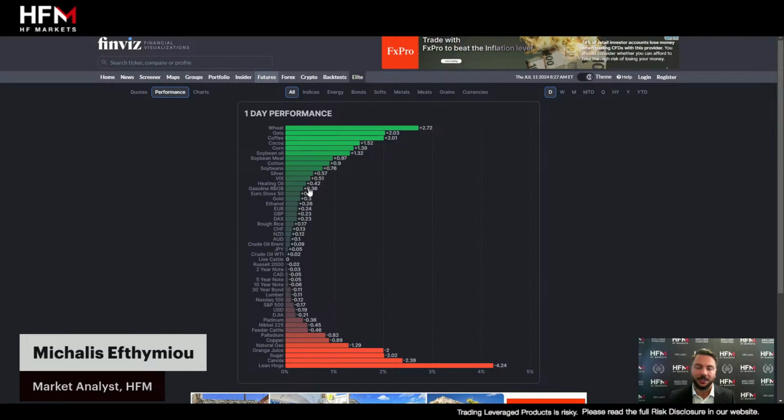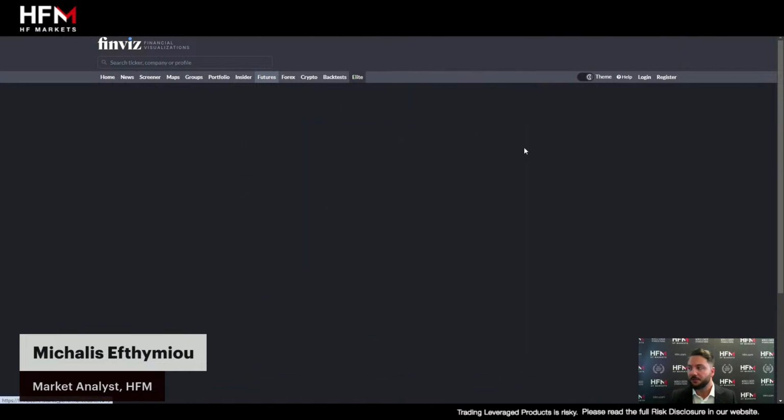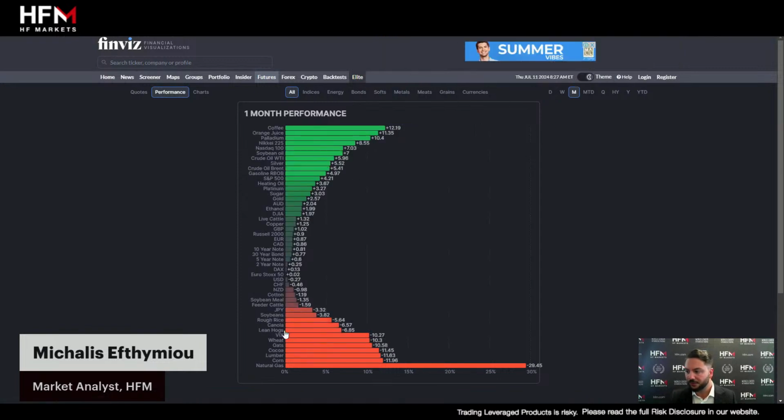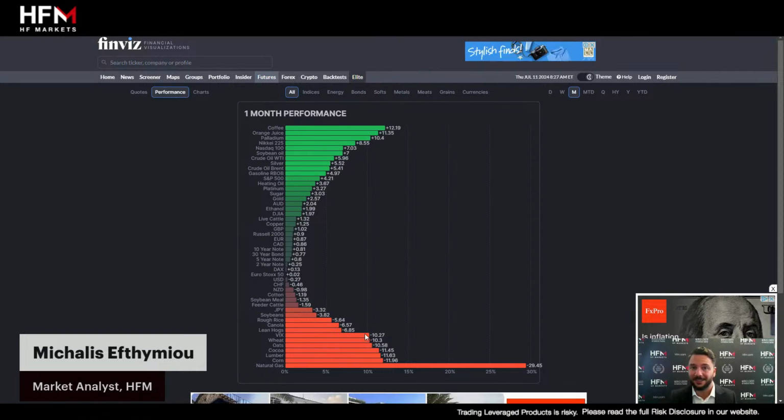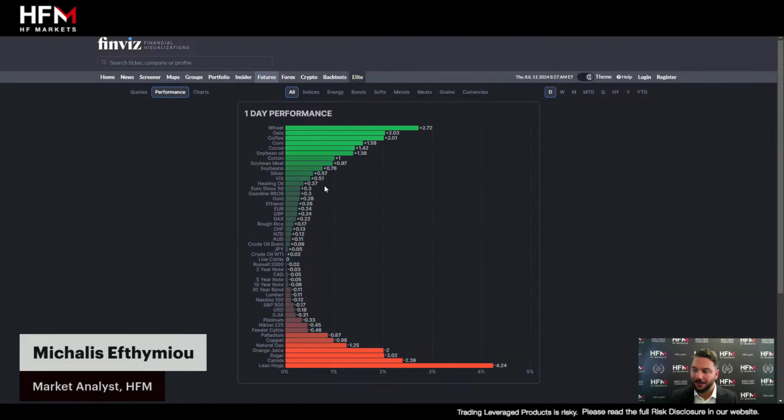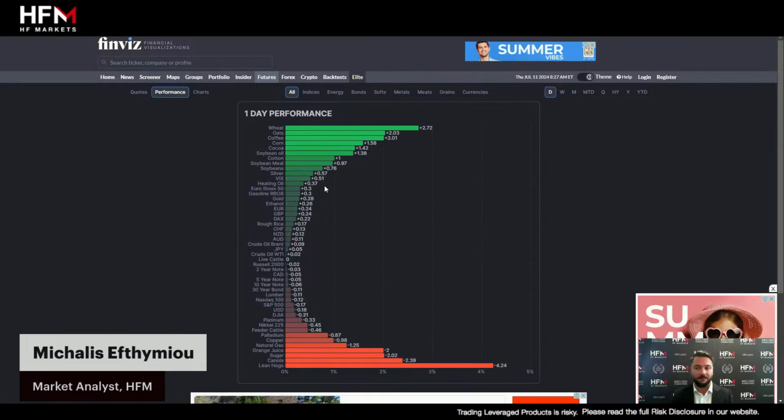Now, the only thing I would say, though, is that we have to wait till the announcement of the CPI. For example, if you look at the month's performance, you can see the VIX all the way down here. It's lost more than 10% in a month alone. So even though it's slightly higher today, it has been one of the poor performing indexes. It's very low as well.